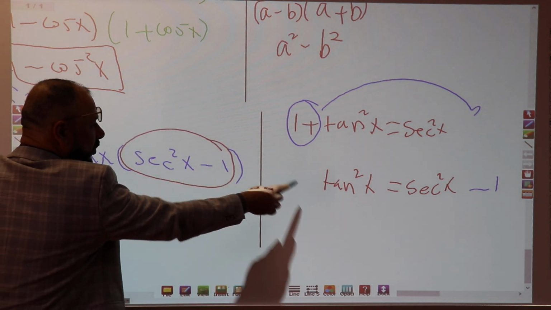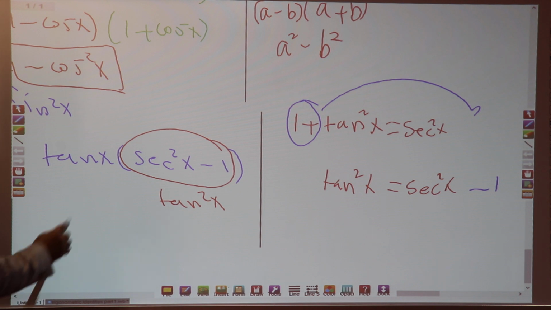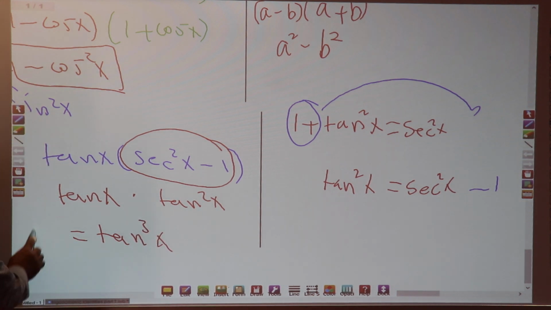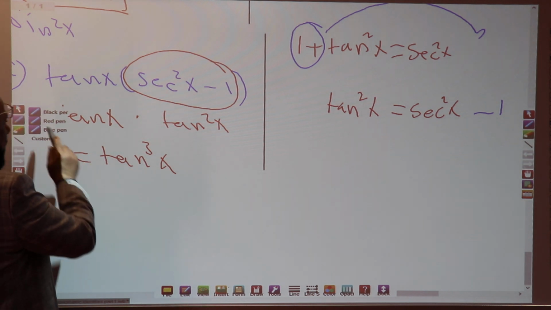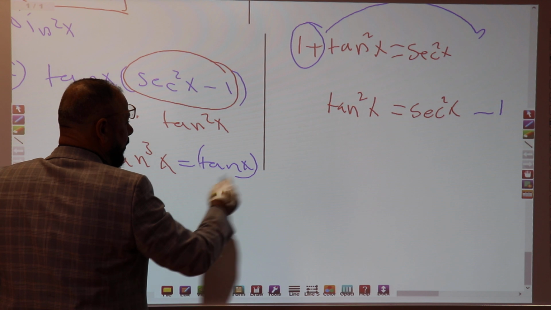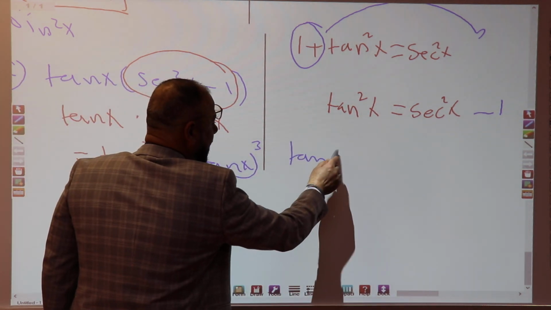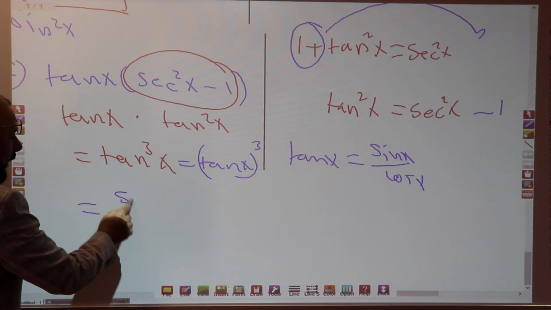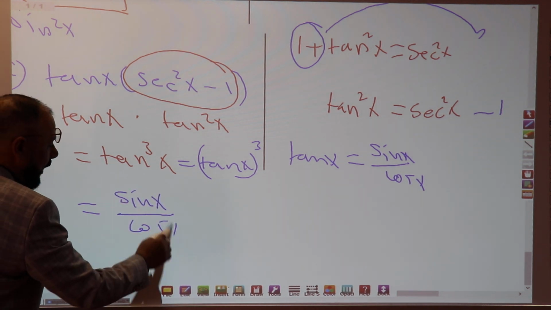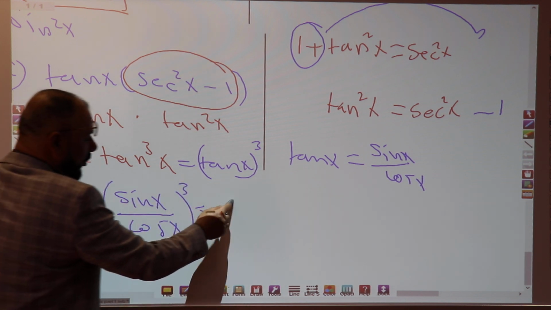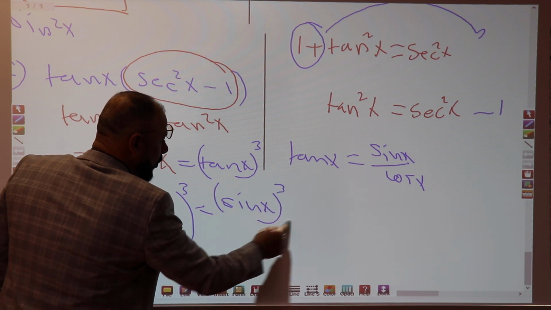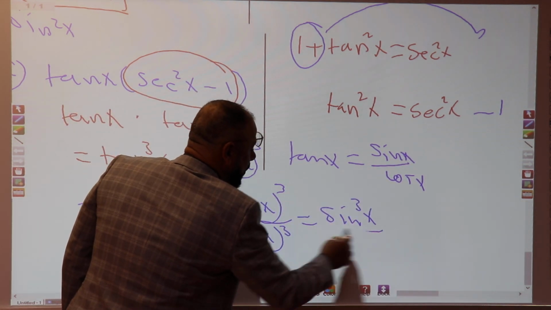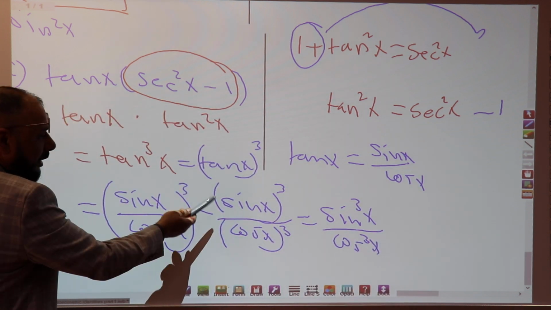Secant square minus 1 equals tan square x times tan x, which is tan cube x. And I told you tan cube x is the same as what? Tan x cubed. What does tan x equal? I'm going to write it here. Tan x is sine x over cosine x. Then this guy equals sine x over cosine x, cubed. I'm going to keep this form, and another form, sine cube x over cosine cube x. It's more professional to write sine cube x, but I like you to know all these forms, this and this, all the same.